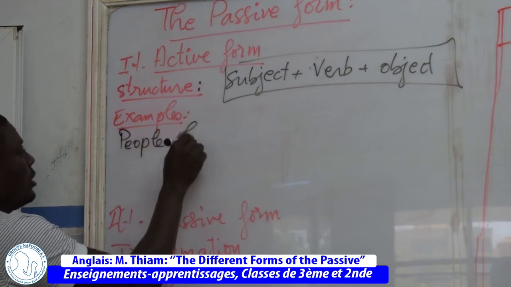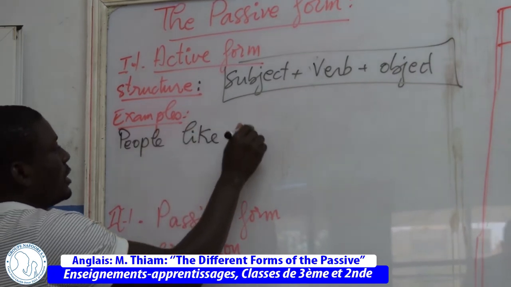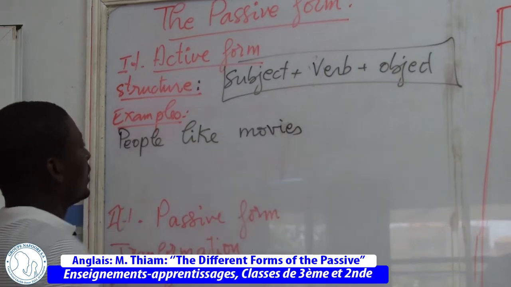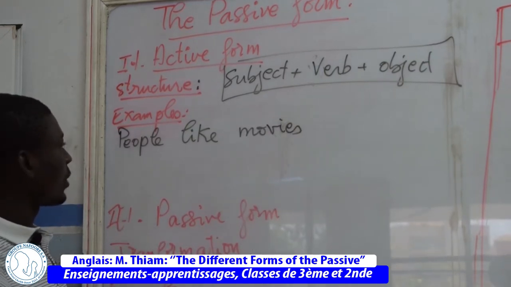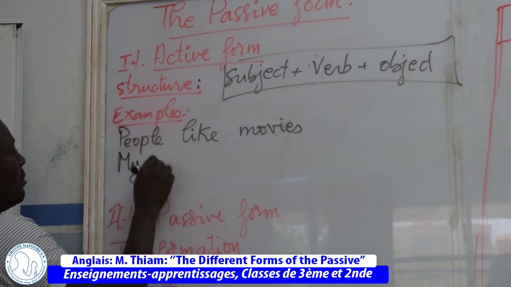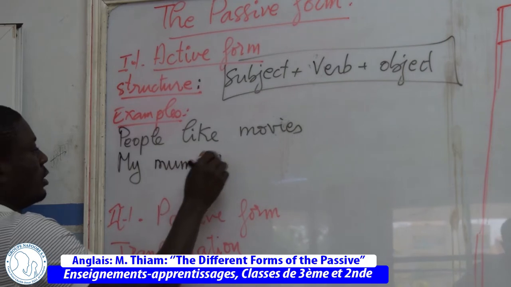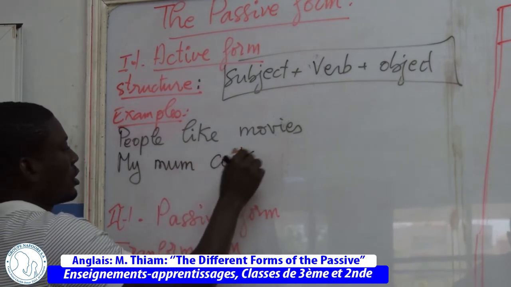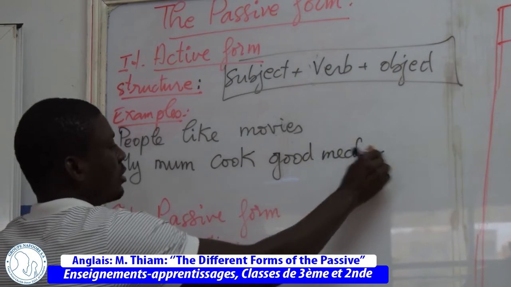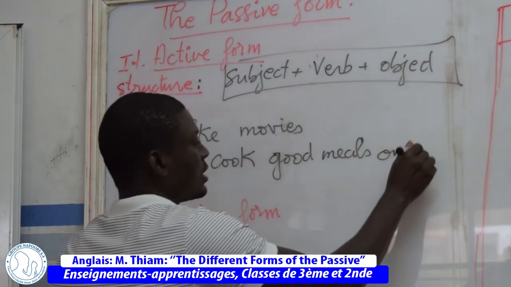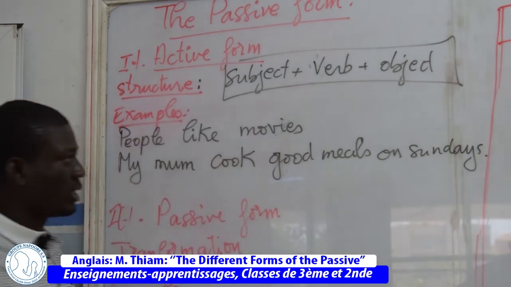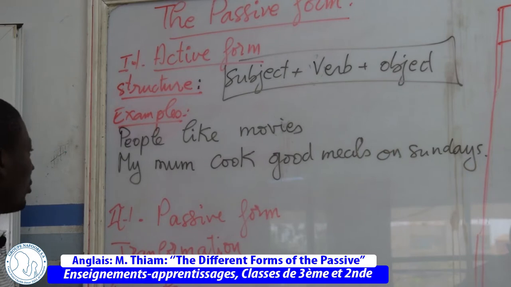Examples, let's say, people like movies. Okay? This is an active sentence. Okay? Another example, my mom cooks good meals on Sundays. Okay? This also is an active sentence.